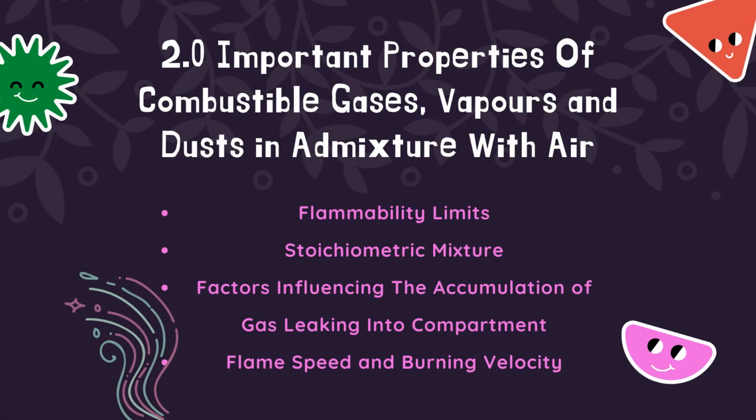There are four important properties of combustible gases, vapors, and dust in admixture with air, which are flammability limits, stoichiometric mixture, factors influencing the accumulation of gas leaking into a compartment, and lastly, flame speed and burning velocity.